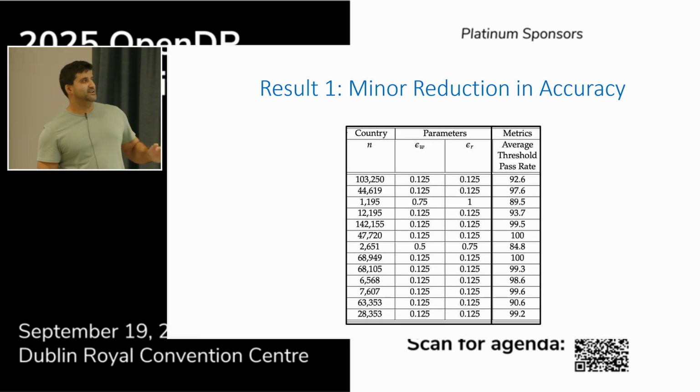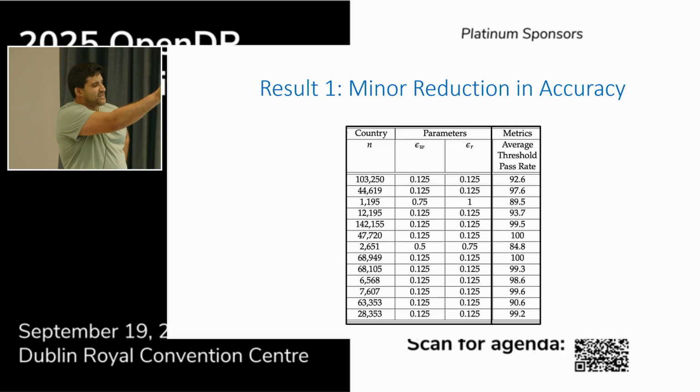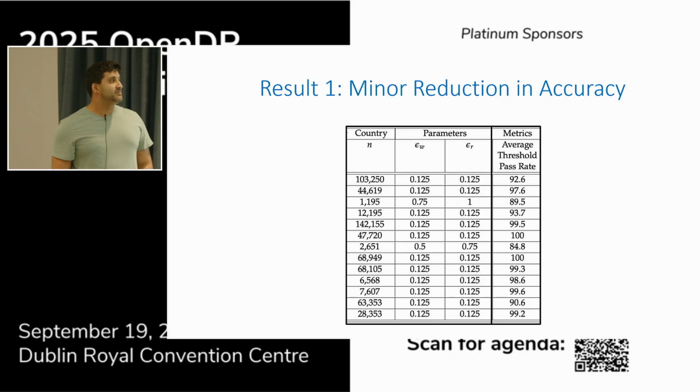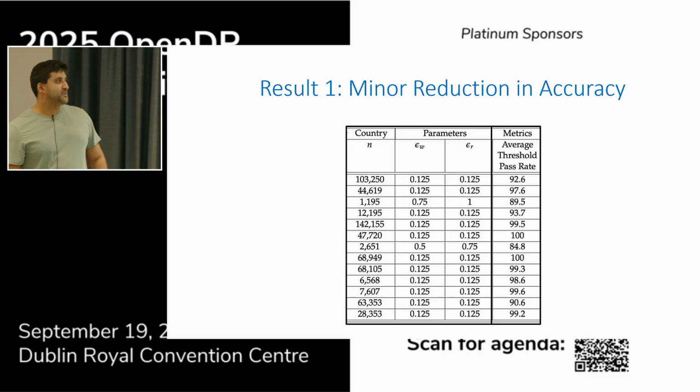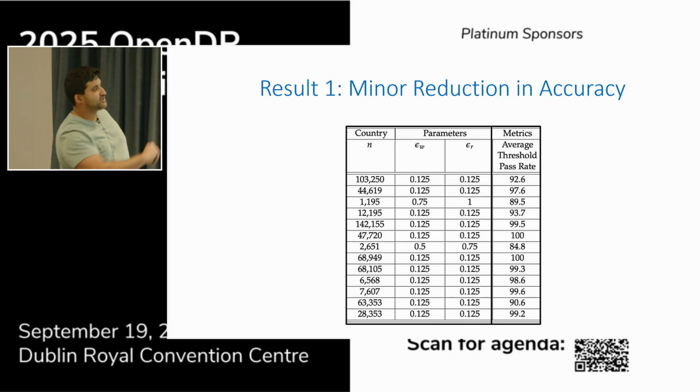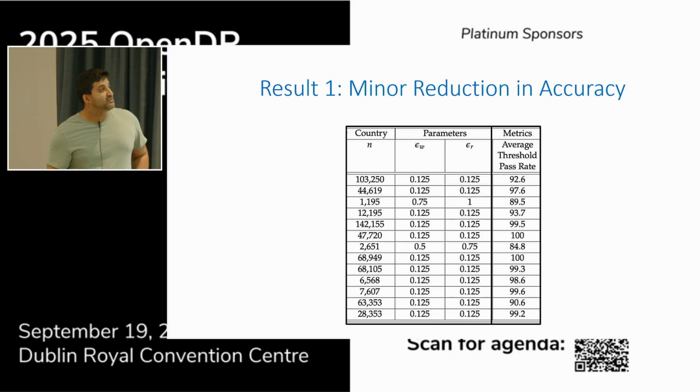I had to change this table from when I put it in because I didn't know if I was allowed to put country names and such, so apologies if this looks a little funny. I'm going to explain what's going on here. In the left column, we have different countries and we list the number of individuals in them. For example, in the first row, we have roughly 103,000 individuals. And in some other tables, like the third one, we have just shy of 1,200.